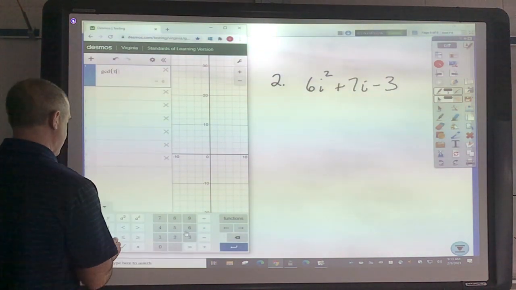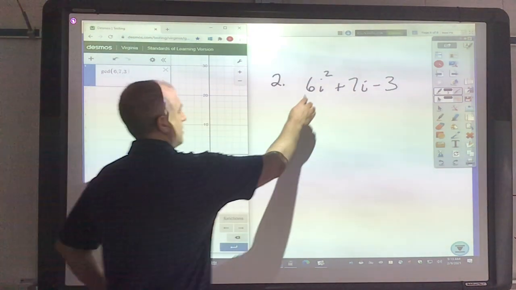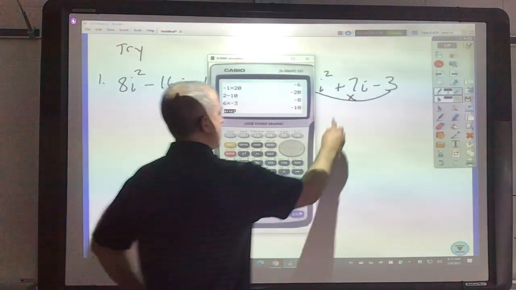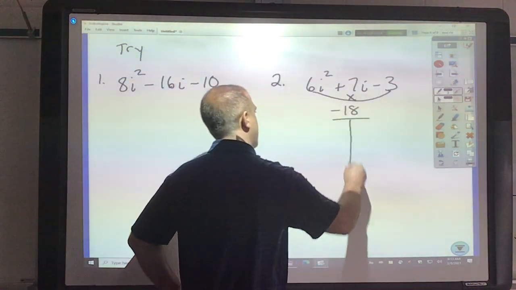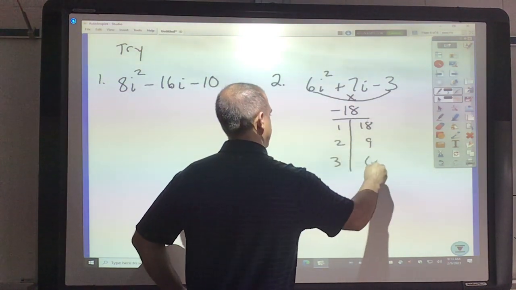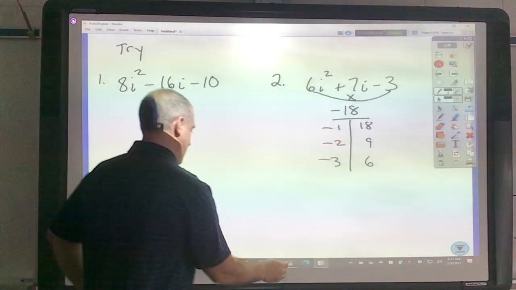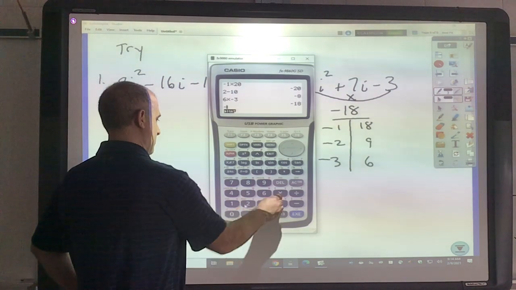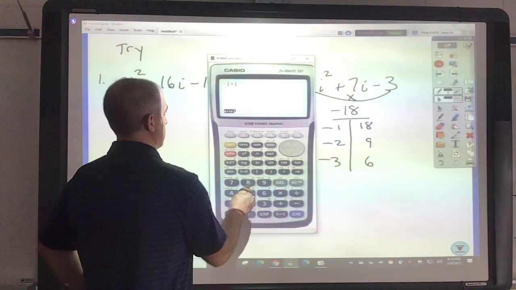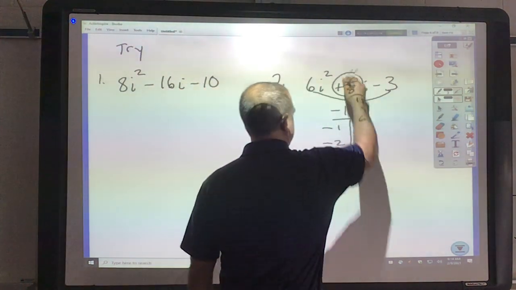I got 6, 7, and 3, that's 1. So I would multiply 6 times negative 3, gives me negative 18. The chart for that: 1 and 18, 2 and 9, 3 and 6. That's it. Now, I'm going to start with one side negative. Does this times this give me that? Let me check. Negative 18, yes.